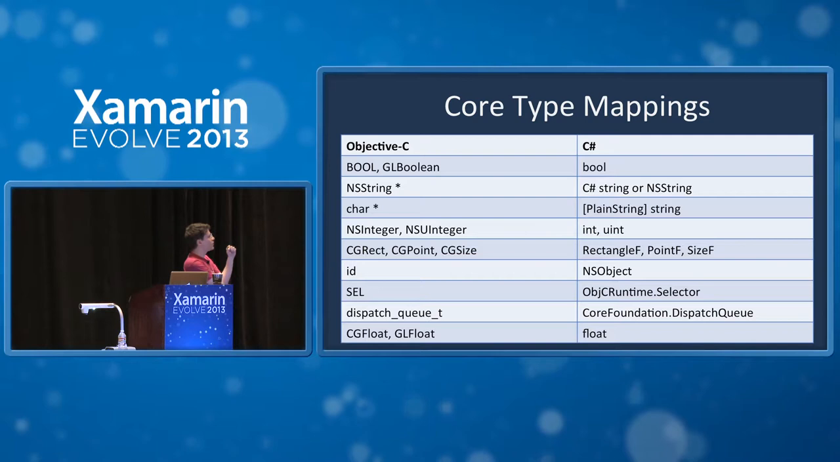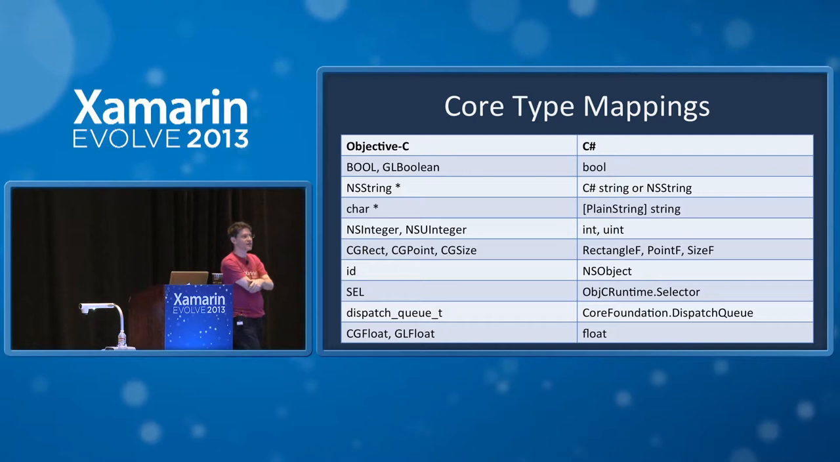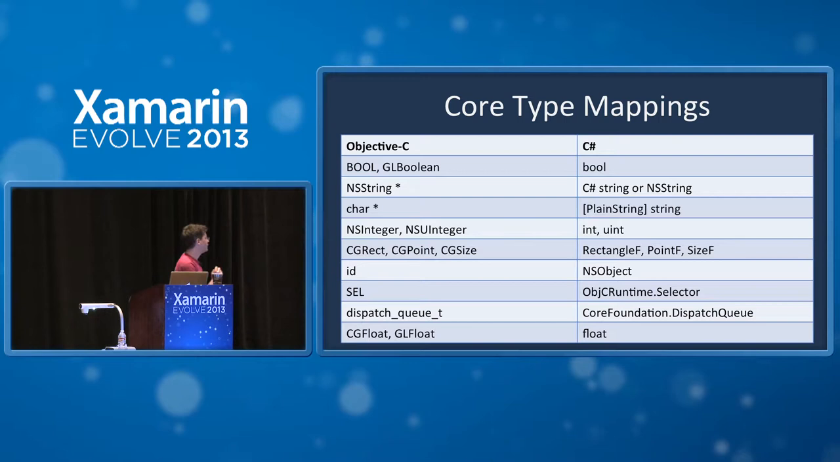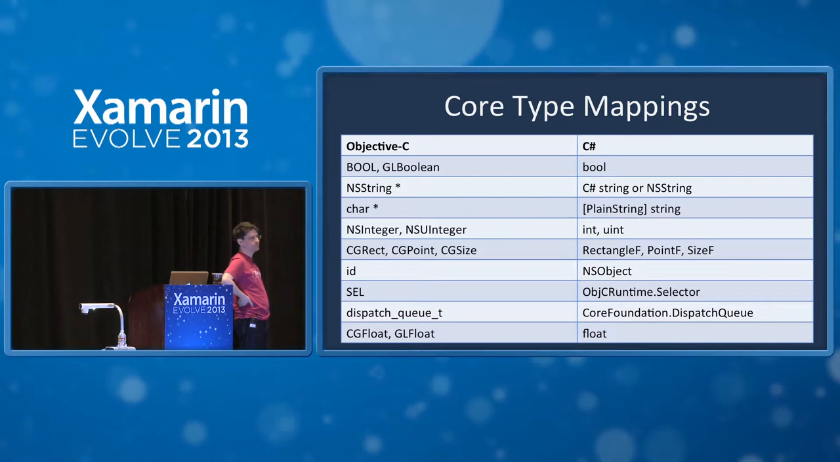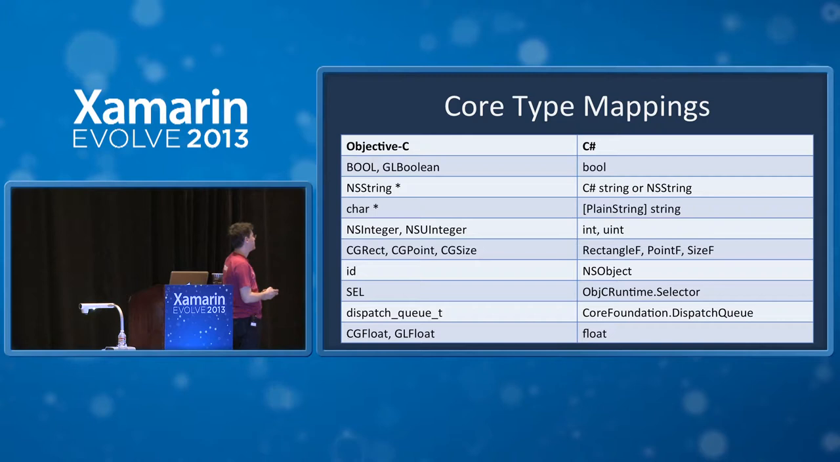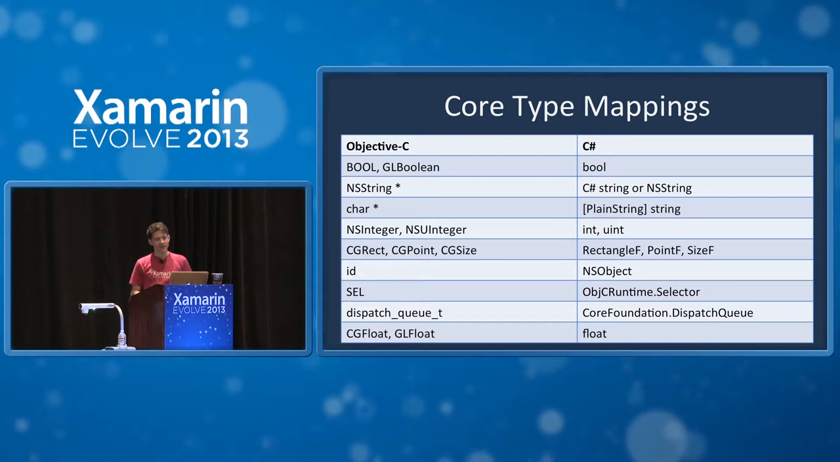ID is the magic object in Objective-C that represents an object. So every time you see ID, you can replace it with NSObject. The special word SEL, uppercase, becomes an Objective-C runtime selector. And this other funny type, dispatch_queue_t, becomes CoreFoundation.DispatchQueue. That's called Grand Central Dispatch. It's a data type core to Grand Central Dispatch on iOS. And GLfloat becomes float. This is pretty much all the mappings that you need to be aware of.